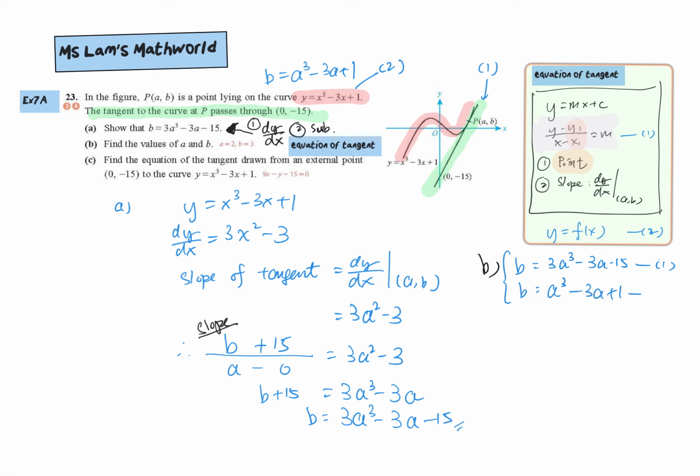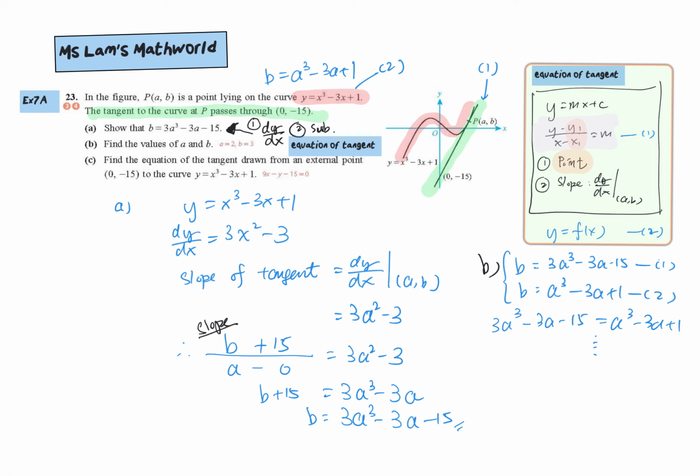Remember to write it here instead of the question just here. This one means rough work. If you write it here, no one will read it, right? So we solve it and then get the answer. So 3a cubed minus 3a minus 15 equals a cubed minus 3a plus 1. Then you will get the answer of a and b.